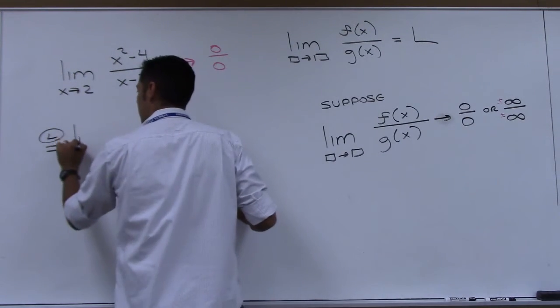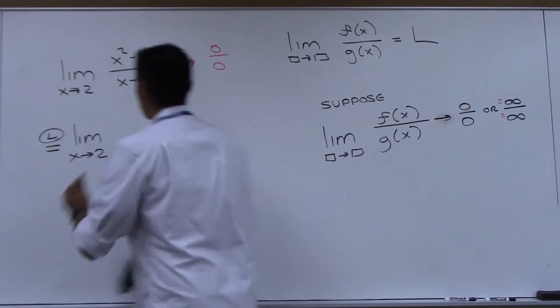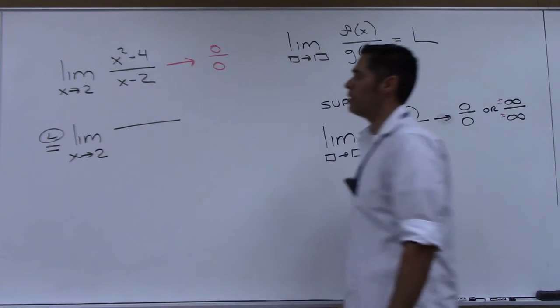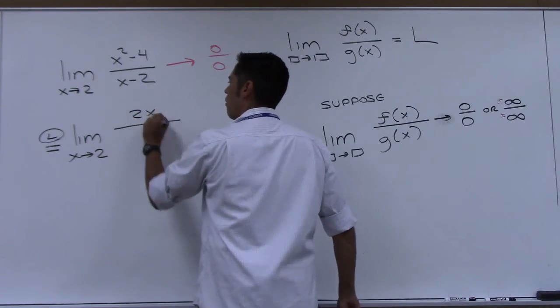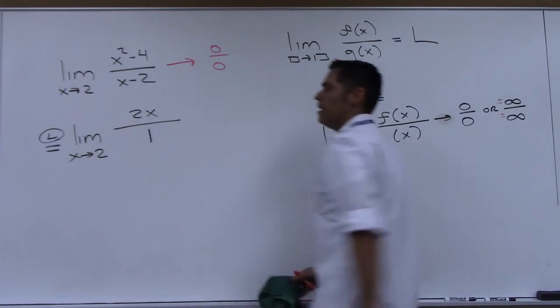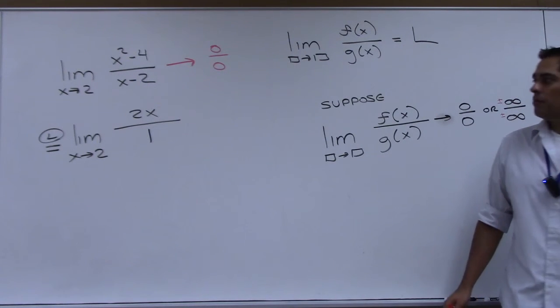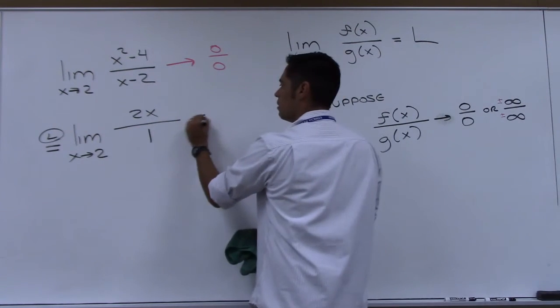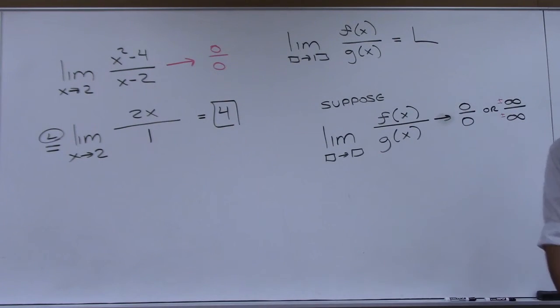So you'll rewrite limit, x approaches 2, but instead of writing x squared minus 4, I'm going to write what? The derivative of the top, 2x, over, what's the derivative of the bottom? 1. And now try and plug in the limit now. What do you get? 4. Wasn't that nice?